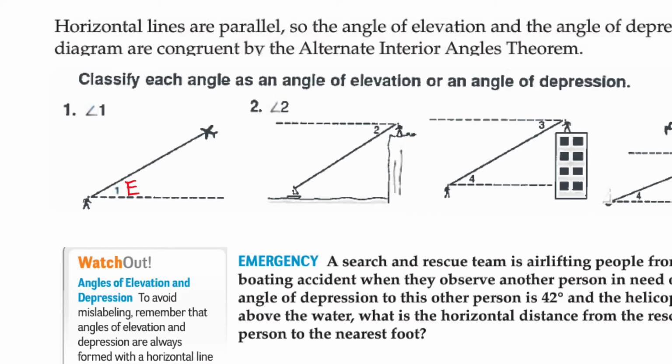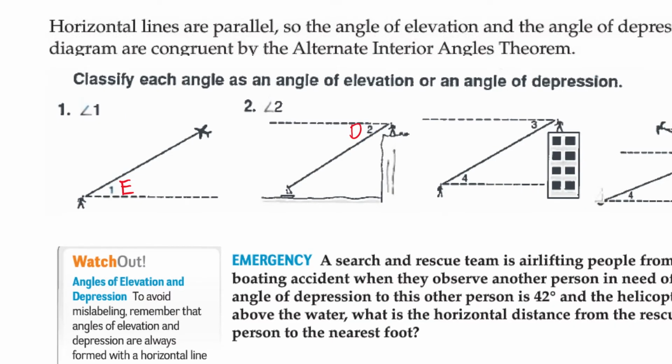Okay, number two. All right, this dude is standing up here on the cliff, all right? And again, this dashed line is him just looking straight out. Now, if he looks down from there to see this boat down on the water, is this an angle of elevation or depression? It's an angle of depression.